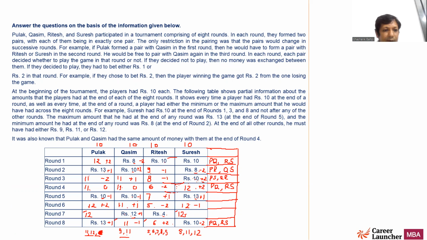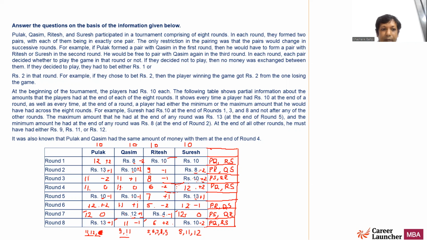Yes. I can have who are playing in round 6, that is P and R. I got a pair of P and R and Q and S. Now, Suresh is going from 12 to 12, so overall change of 0. Pulak is going from 12 to 12, so overall change is 0. Now, Qasim is going from 11 to 12, so change of plus 1. Ritesh is going from 5 to 4, so change of minus 1. Again, I can say that I am going to have a game of P and S and a game of Q and R.